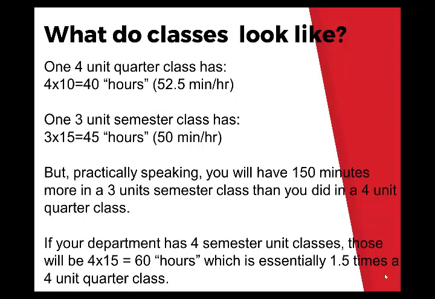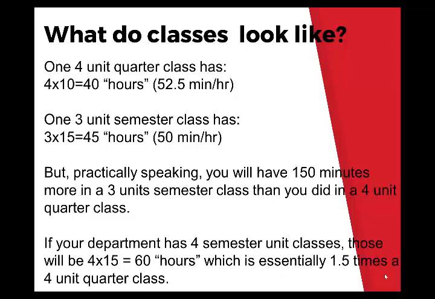If you are used to teaching a 4-unit quarter course, that meets for 40 "hours" over the length of a quarter, where a quarter hour is 52.5 minutes, whereas a 3-semester-unit course meets for 45 hours over the course of a semester, and each "hour" is 50 minutes.